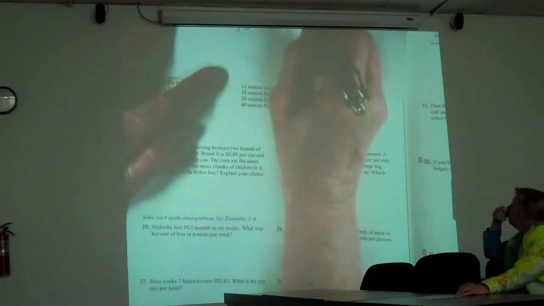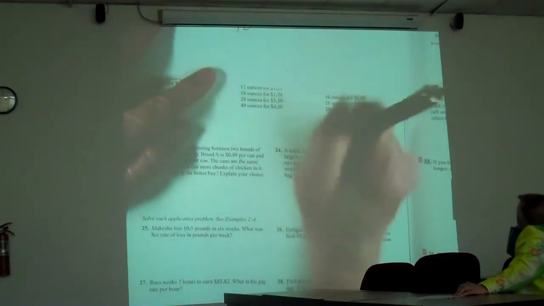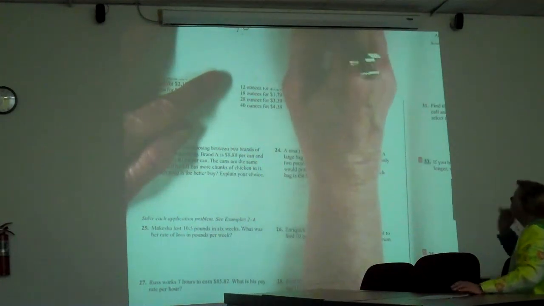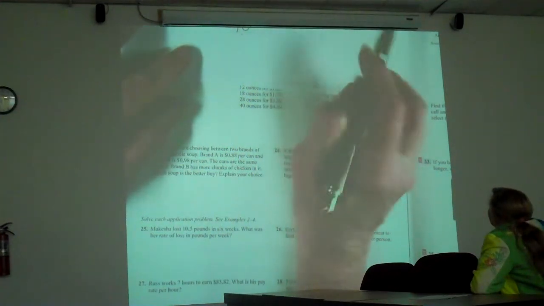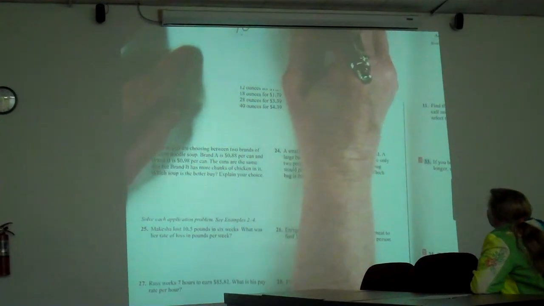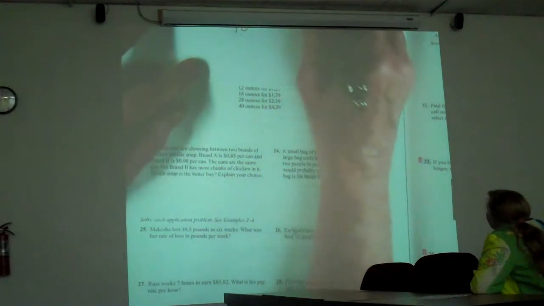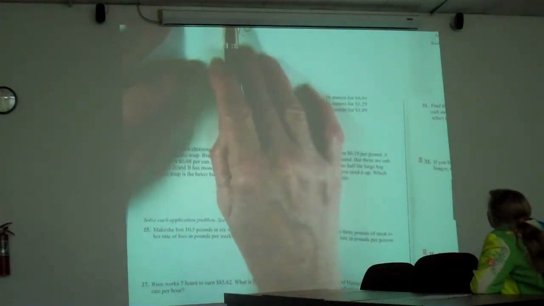And then the next one says $1.79 for 18 ounces. What's $1.79 divided by 18? 0.099 and a bunch of 4s and 5s. Okay, well you could already tell, it's not 0.99, it's 0.099, right?